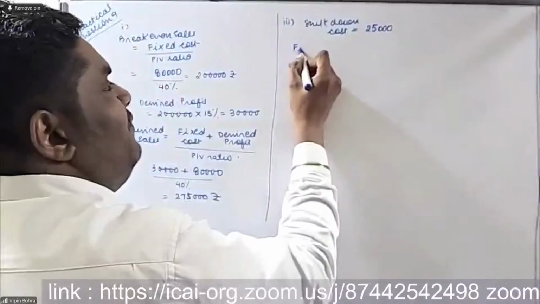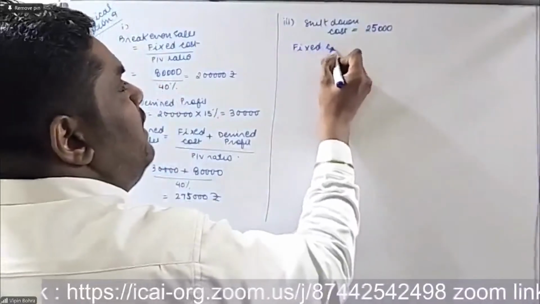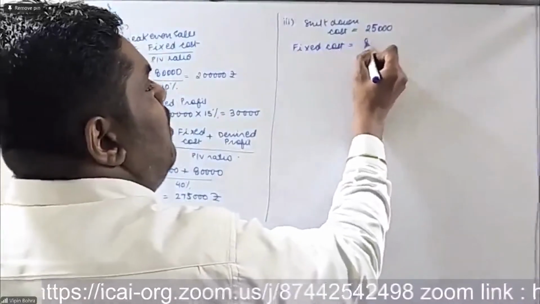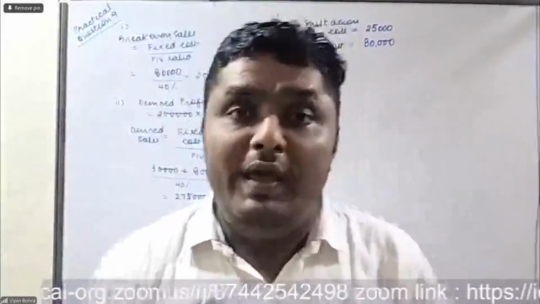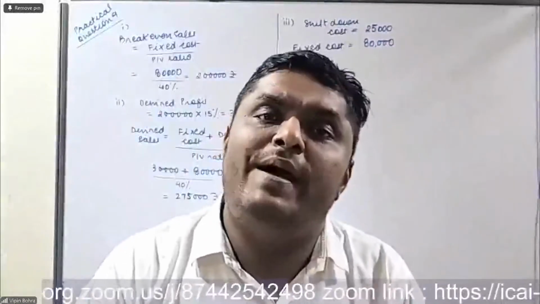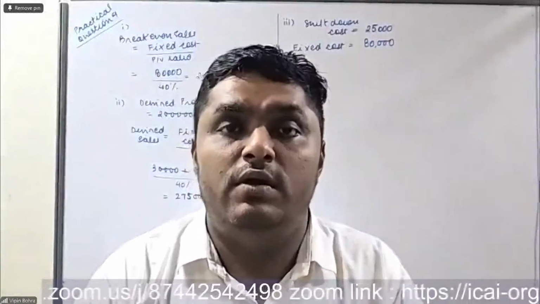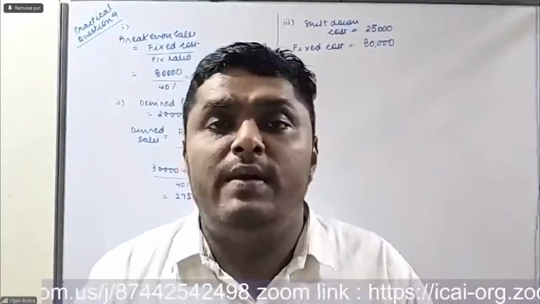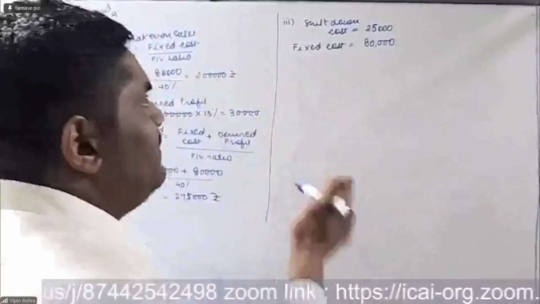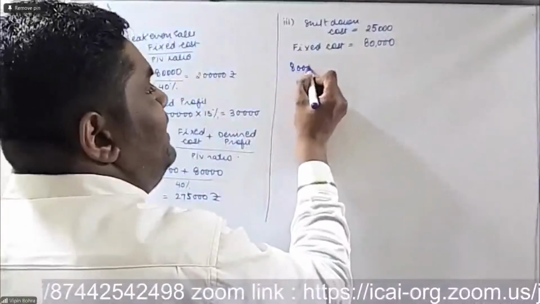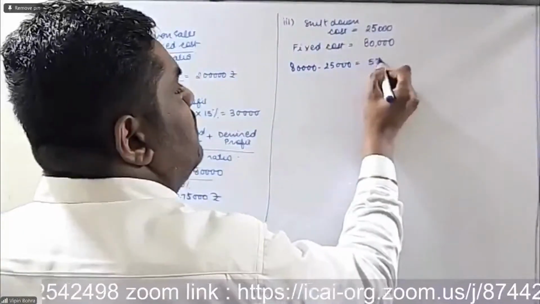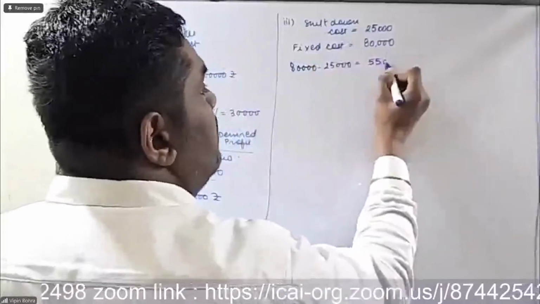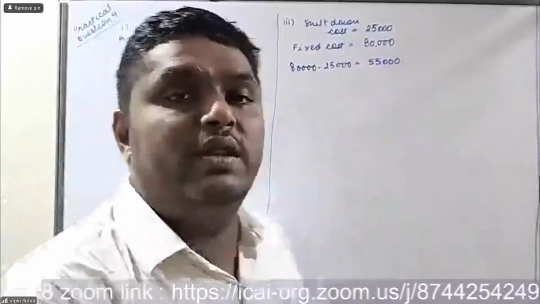Now see, my current fixed cost is how much? 80,000. My current fixed cost is 80,000. Now, if we shut down the business also, my fixed cost will be 25,000. So if we continue with the business and if we are able to recover how much? 80,000 minus 25,000. Then we should better carry on the business.